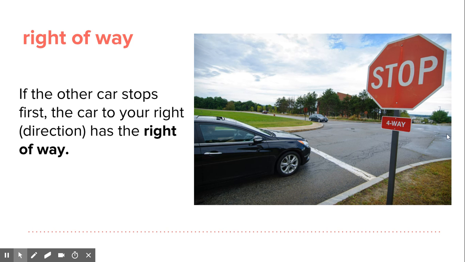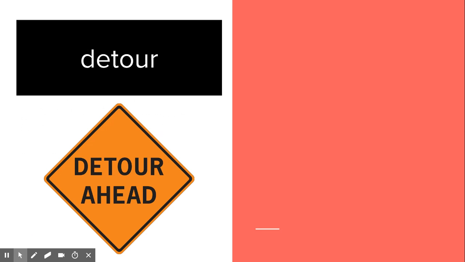But usually it's to your right. If the other car stops first, the car to your right has the right of way. That's called right of way. So if this car stops first, he can go. Okay, so that's right of way.